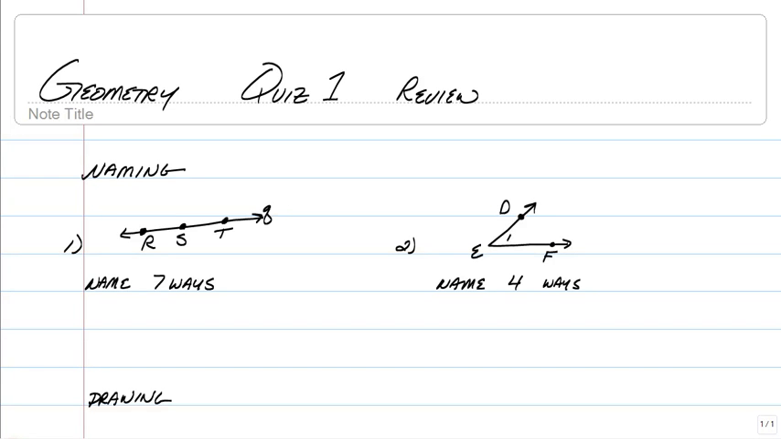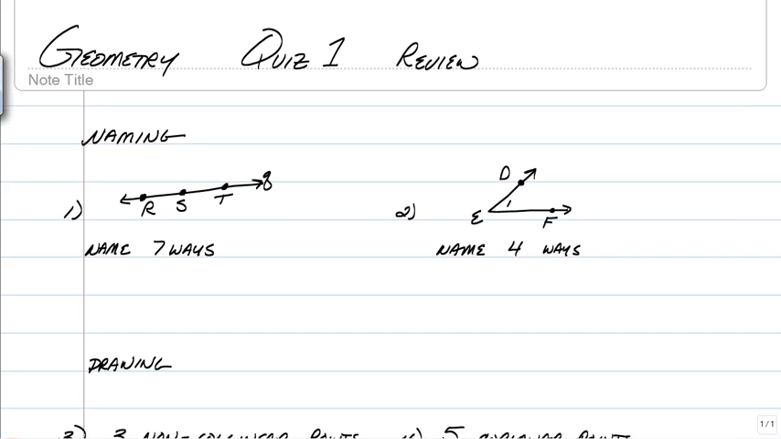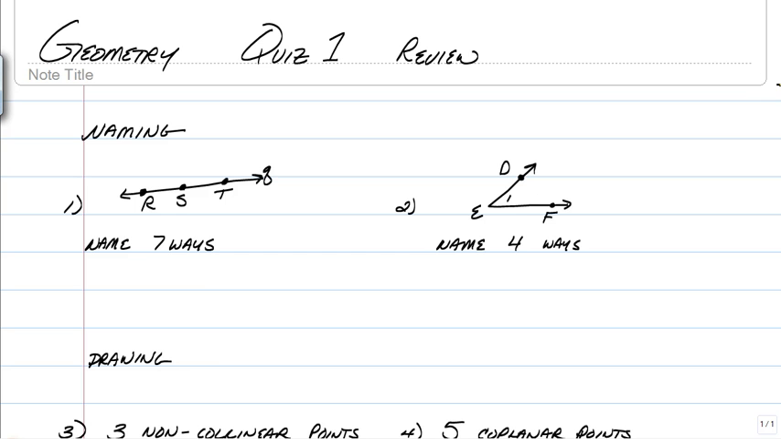This is just a little quiz review, and it starts with naming. The first thing that you were supposed to do is name this line 7 different ways. You have to remember, to name a line, you need 2 capital letters with the line symbol. And since lines go on forever, it does not matter which 2 you pick. So you can have RS or SR.